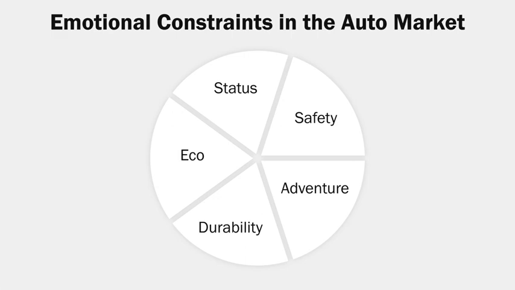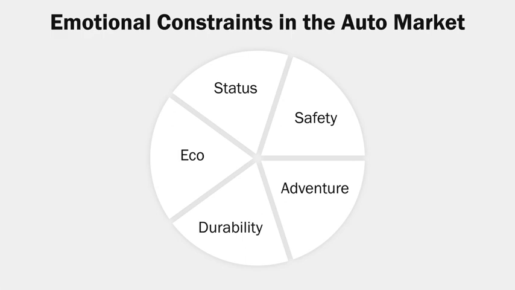Let's look at a market that we'd all be familiar with to show this off. Let's look at the market of users buying cars. If we broke this market down into different segments based on the primary emotional thing that they cared about in the car buying process, we would probably find it segmented like this. We'd find an audience that primarily cared about safety, another around adventure, another around durability, another around it being eco-friendly, and another around the car being a status symbol.